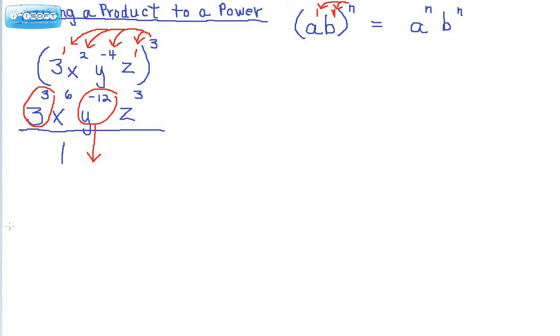So 3 to the third power is 27, and we have x to the 6, and we keep our z to the third, and then our y to the negative 12, our y comes to the bottom, and our exponent becomes positive 12. So here, when you have a product raised to a power, keep the bases inside the parentheses and multiply each inside exponent by the exponent outside.